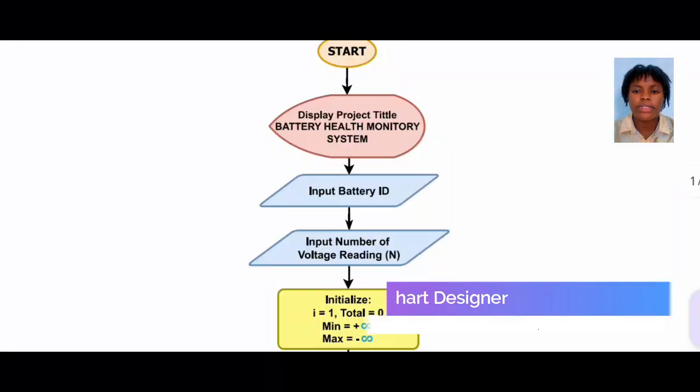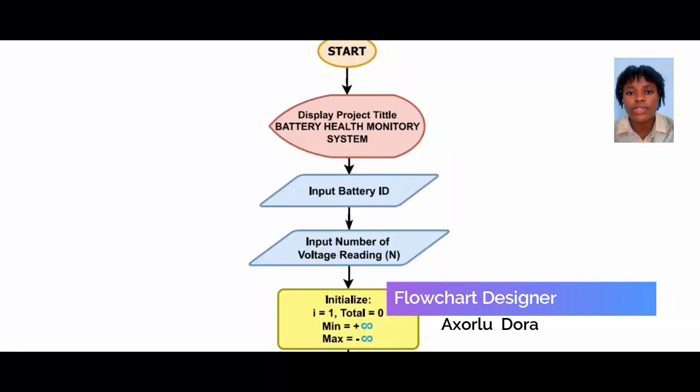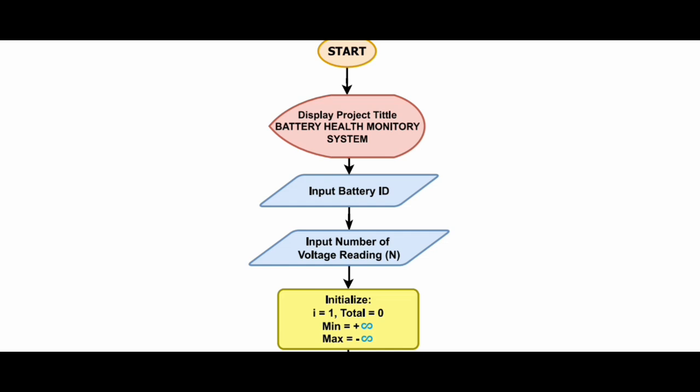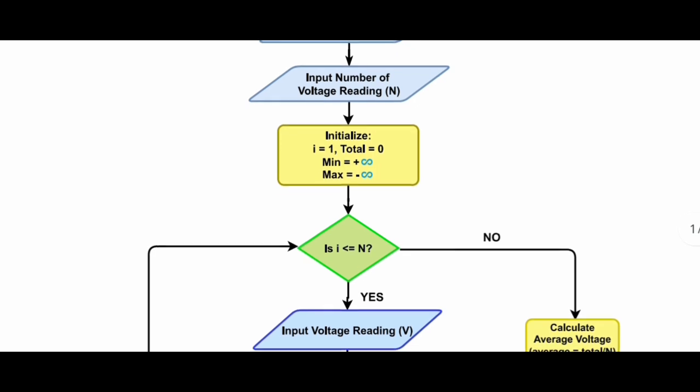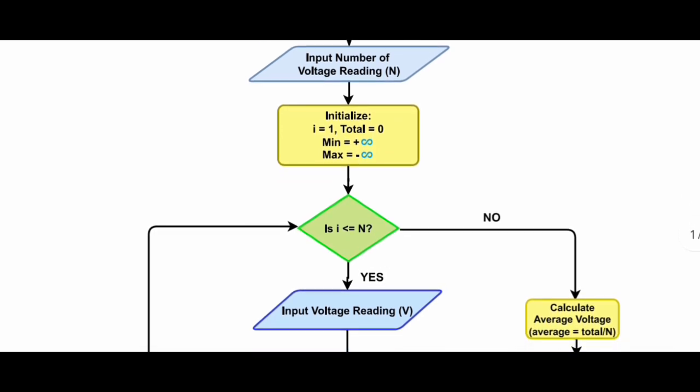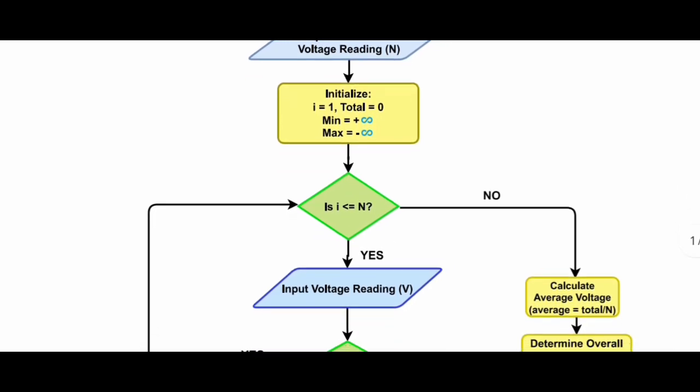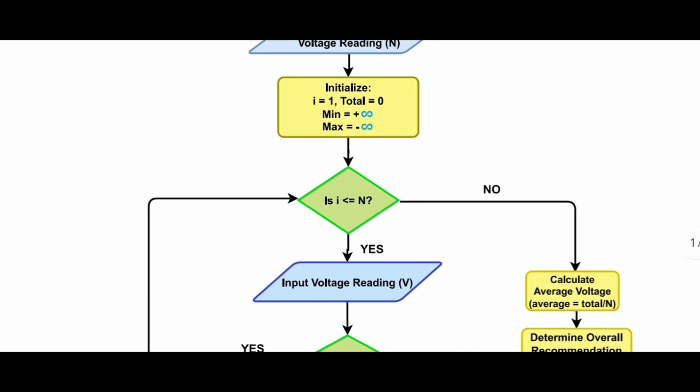This flowchart shows how our battery health monitoring system works. First, the program starts and displays the project title. Then it requests the battery ID and the number of voltage readings. It initializes the variables to store the total, minimum and maximum voltage. Next, it reads each voltage value.